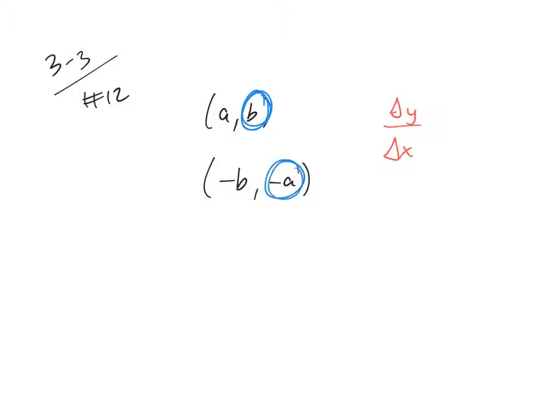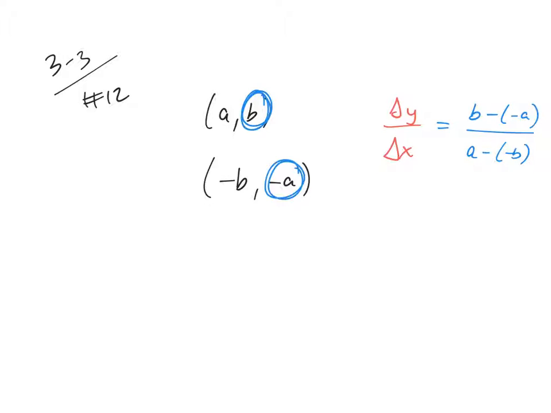I always subtract downward, by the way. It doesn't matter whichever way you do it. I take whichever point is written first and subtract the second point from it every time, but it doesn't matter as long as you're consistent. So I'll do the top minus the bottom, which is b minus negative a over a minus negative b.